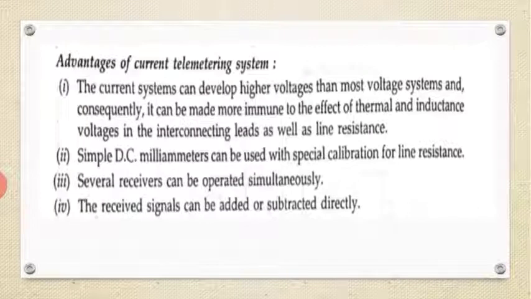These are the advantages of the current telemetry system. Current systems can be developed at higher levels than voltage systems, and consequently can be made more immune to the effect of thermal and induced voltages in the interconnecting leads as well as line resistance. A simple DC milliammeter can be used. Several receivers can be operated. Lastly, the received signals can be added or subtracted directly.